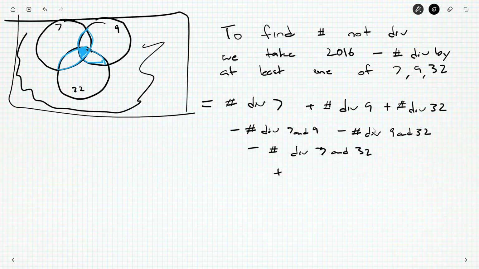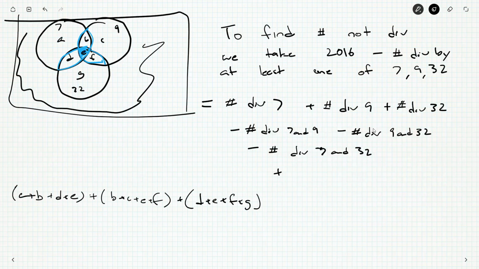So if I were to call the regions A, B, C, D, E, F, G, right now we've got A plus B plus D plus E. That's the number divisible by 9 or by 7. B plus C plus E plus F. Really, I just want to keep track of how many E's. And then the number divisible by 32 would be D plus E plus F plus G. Now we just want A, B, C, D, E, and F at the end.